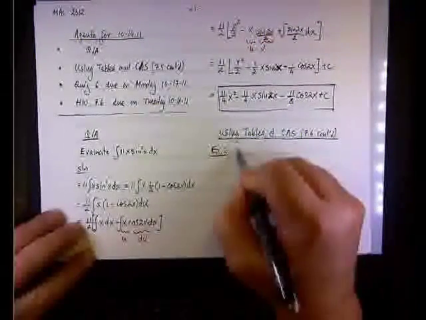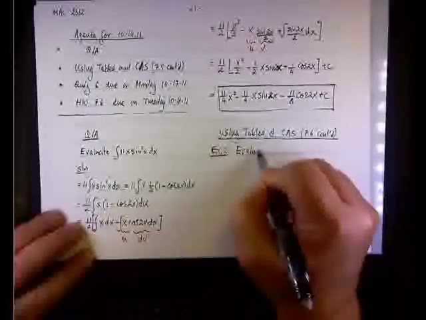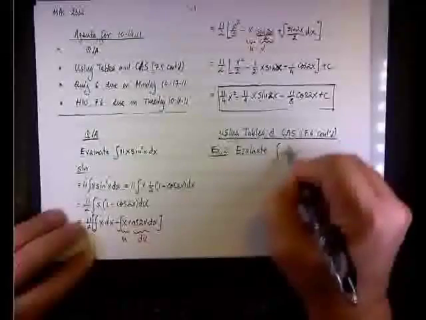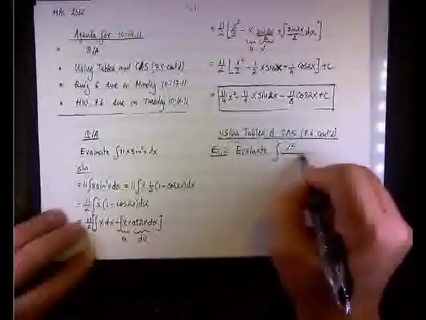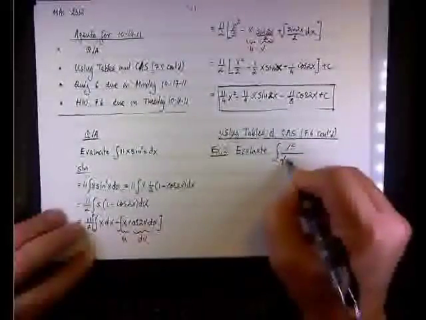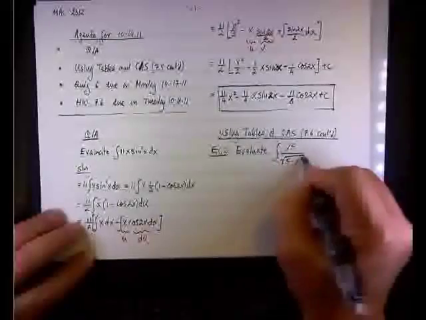We need to evaluate the integral of x squared in the numerator, and then we have the square root of 5 minus x squared in the denominator, dx.